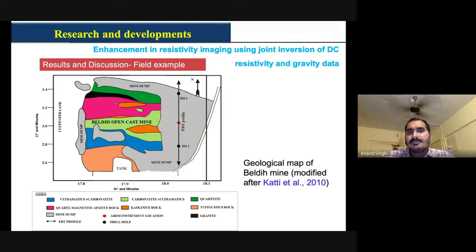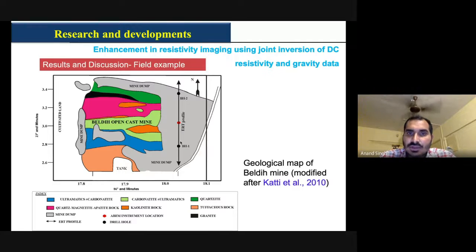Now, this is the geological map of the Beldih open cast mine. If you see that, this is the open cast mine. Right now it is filled with water, but we wanted to study the extension of this uranium mineralization. With the geologic rock, we are getting the uranium. So there is a kaolinite rock. Kaolinite is nothing but clay. Wherever you get this clay over the area, you will get the uranium bands occurring there. And the host rock is actually carbonatite plus ultramafic, which has this kaolin band within it.